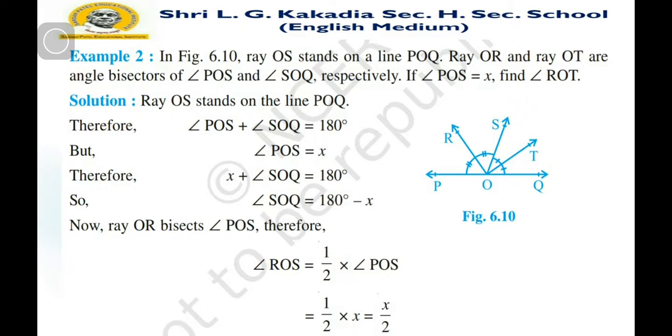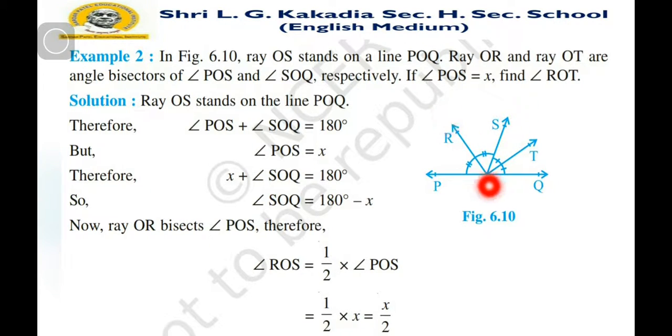Example number 2. In figure 6.10, ray OS stands on a line POQ. Here it is given that ray OS lies on a line POQ. Ray OR and ray OT are the angle bisectors of angles POS and SOQ.